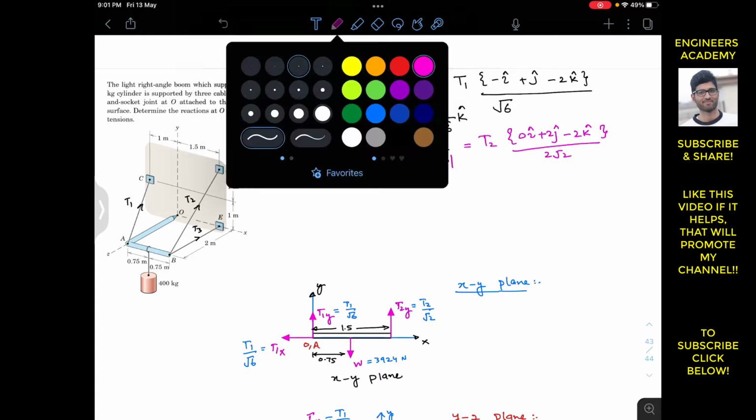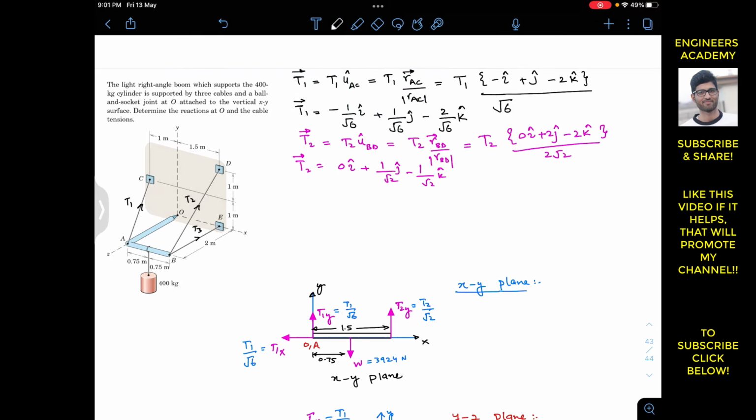Now after this we need to write T3 as a Cartesian vector. As we can see, the T3 vector will be equal to T3 magnitude times the unit vector from B to E. Since this is BE, T3 is parallel to the z-axis, so T3 is directed along the negative k. So the unit vector of T3 is minus k. So we will write this as minus T3k. This is the Cartesian vector representation of T3.